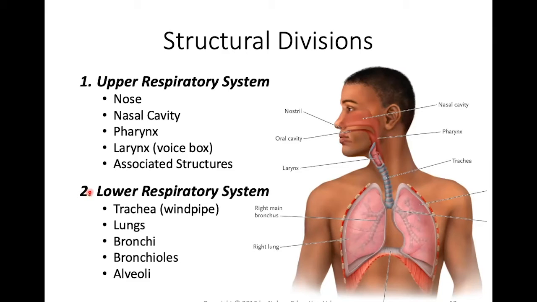The dividing portion here occurs at the larynx. Anatomically, this portion right here where you have the opening of your glottis, which is the opening into your trachea, typically defines the boundary between upper and lower. But for our purposes, we are going to use the larynx as that defining boundary between the upper and the lower respiratory system.